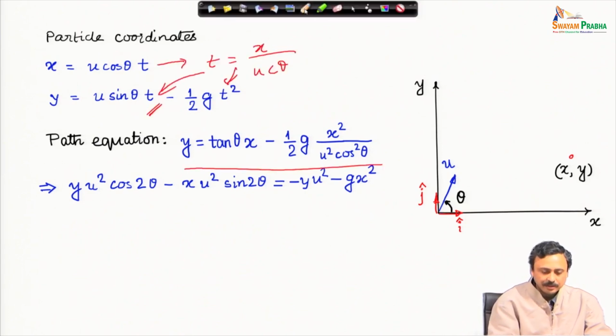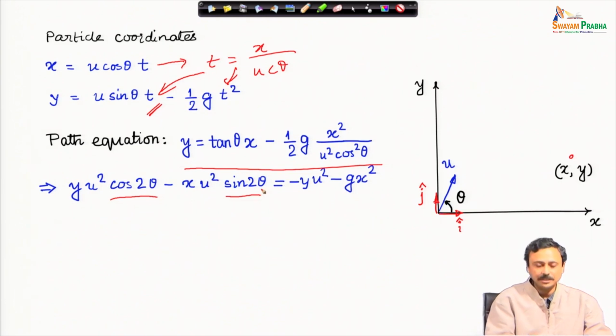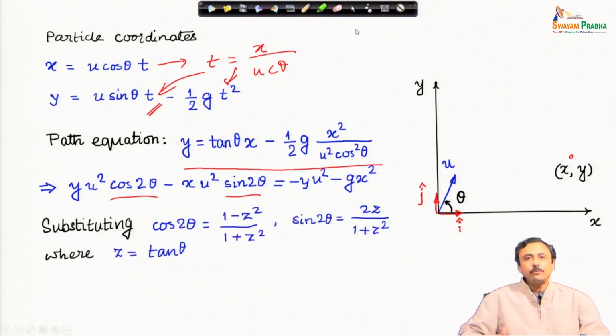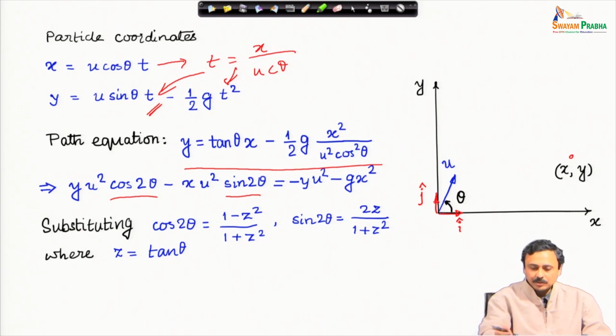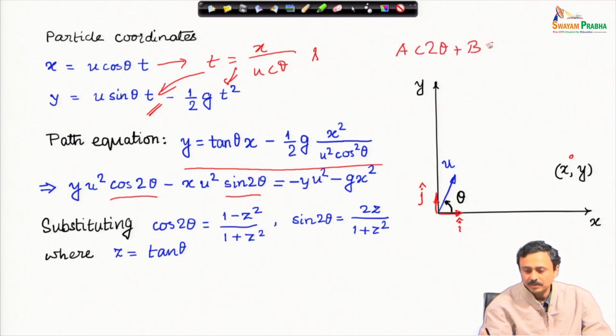Now, here note that we have set out to find theta, and theta turns out to be in this form. So, cos 2 theta, sin 2 theta, etc. The rest of it is given as x y. The way to solve such an equation, this is of the form a cos 2 theta plus b sin 2 theta is equal to c.